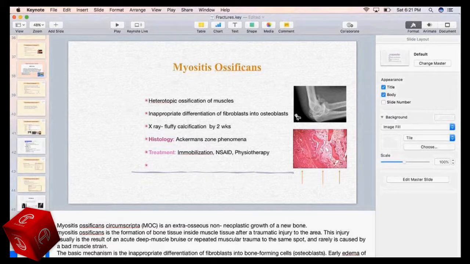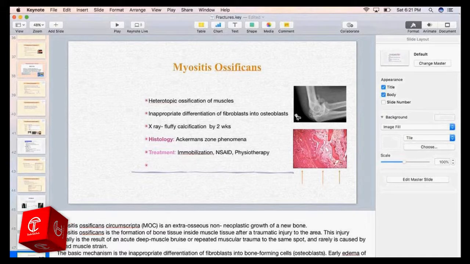And histologically, if you take a small tissue and look under the microscope, you can see the Ackermann's zone phenomenon. This is an important question for your multiple choice. Ackermann described 3 zones. In the inner zone, you can see the atypical mitotic figures. In the middle zone, you can appreciate the osteoid. And in the third, outer zone, you can see the mature bone. So I repeat, innermost zone, atypical mitotic figures. Middle zone is unmineralized bone, that is osteoid, and outer zone is mature bone.